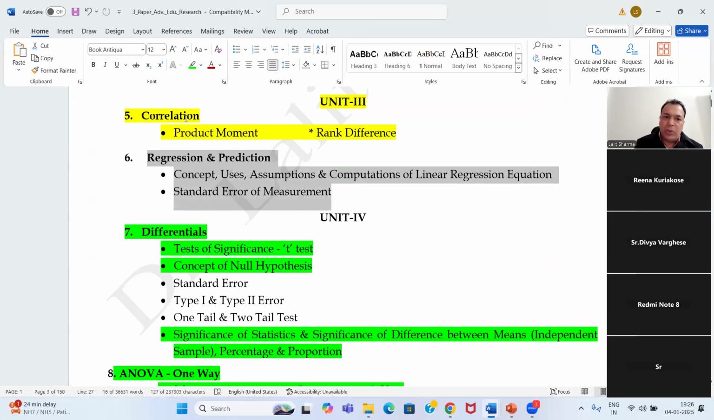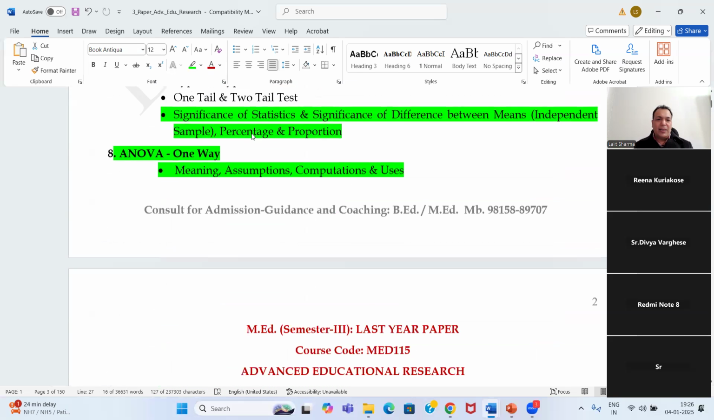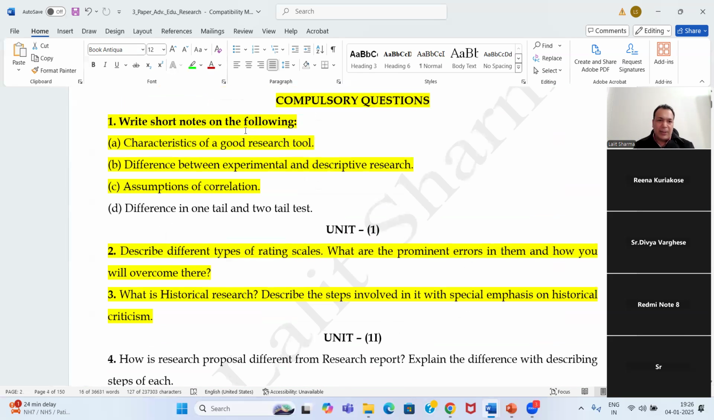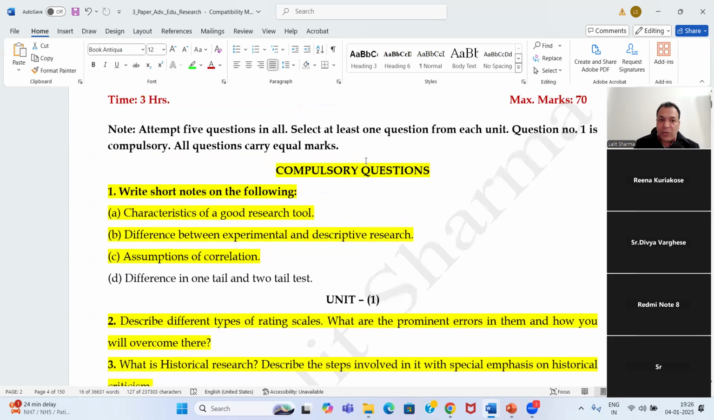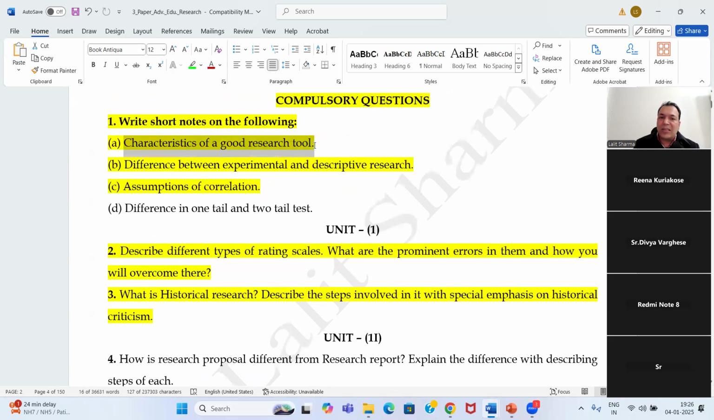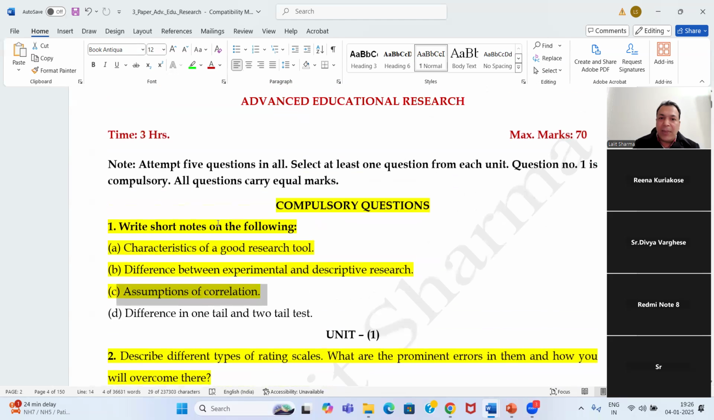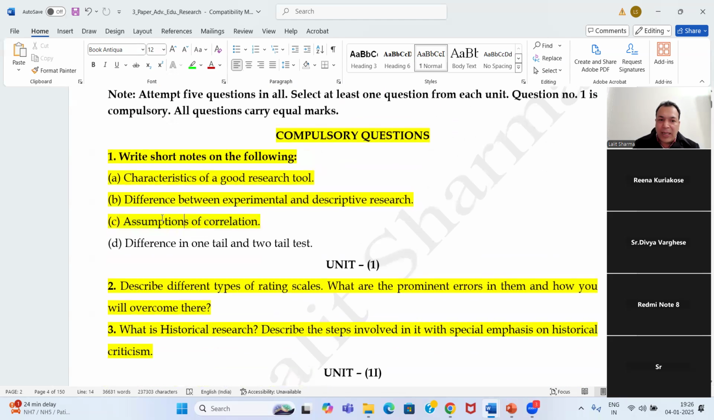So then we will also do correlation, right, guys? Then this lower part will also be done. And last year's paper we are also done. Characteristics of a good research tool. Okay, difference between experimental and descriptive research, assumptions of correlation. Now this time the questions can come: assumptions of ANOVA, assumptions of regression, right? We will do this difference, no problem, it is simple.